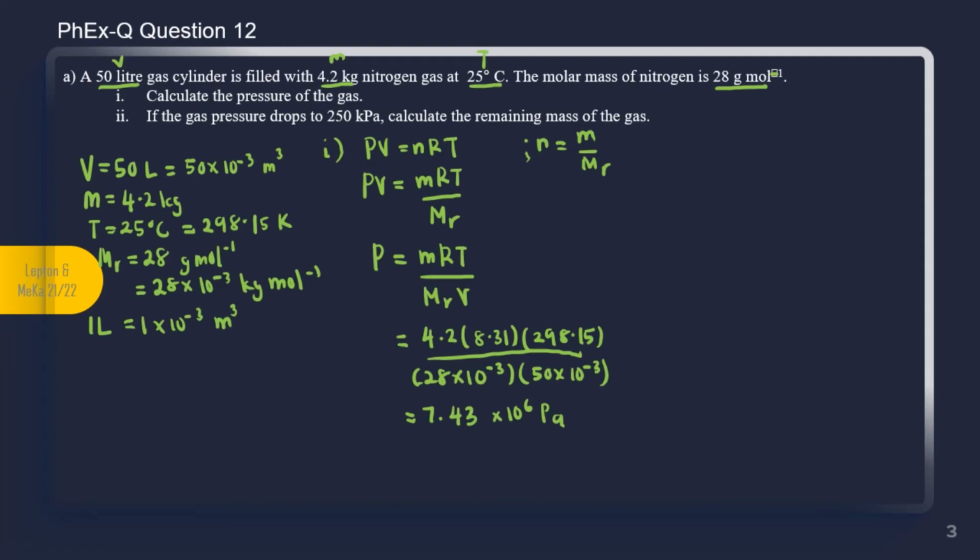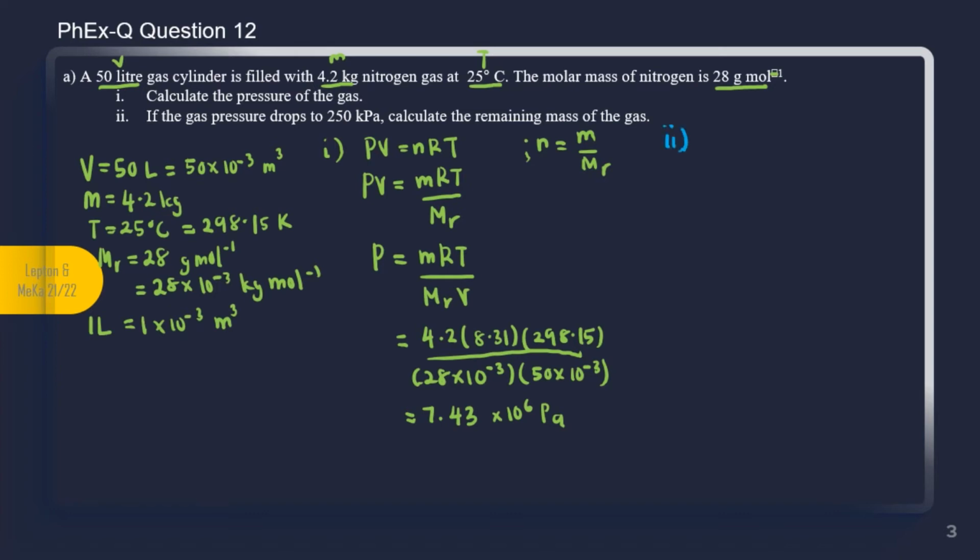And second, if the gas pressure drops to 250 kilopascal, calculate the remaining mass of the gas. What I can imagine is some of the nitrogen gas was leaking. So the molecules get out of the gas cylinder, and we have less nitrogen gas in the cylinder, and therefore the pressure drops, and also the remaining mass would be less than what it initially had. Again, we can use our PV equals nRT.